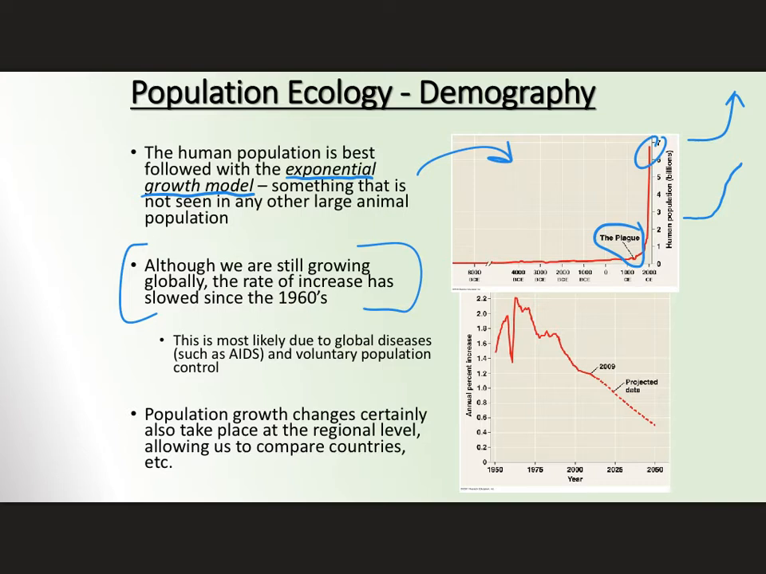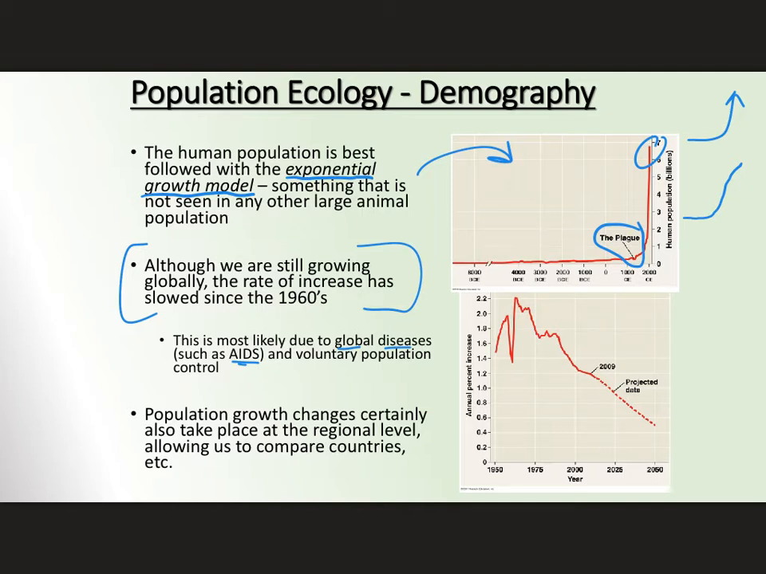But most scientists suggest that this decreasing rate has to do with global disease. So things just in general, like AIDS and stuff. So not a very specific, like, oh, in this year there was this huge outbreak, but just an increase in disease as a whole. And then also voluntary population control. People today have fewer kids than they used to, and so that slows down the birth per capita a little bit and slows down that rate a little bit.